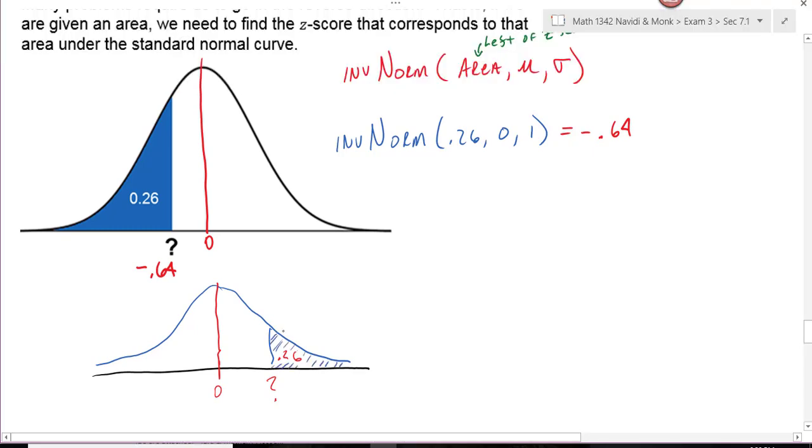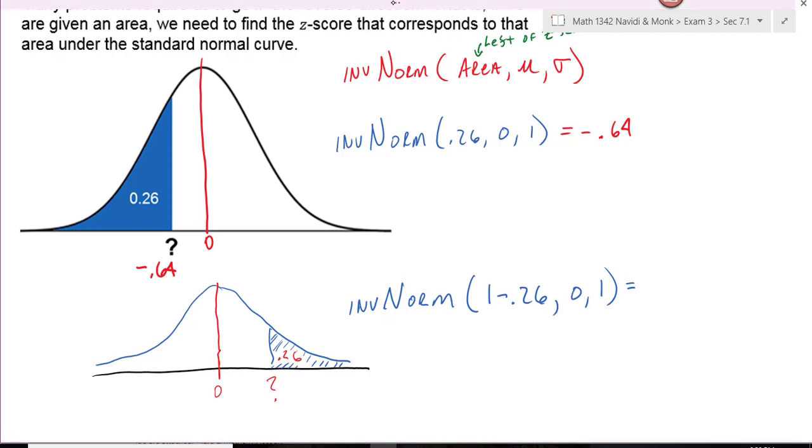You can still do the inverse norm, but I said that your area has to be the area to the left. If you're given the area to the right, we're going to use the fact that the total area under the curve has to be equal to 1. What I do is 1 minus 0.26 for my area. The mean is still 0, the standard deviation is 1. And when you put that in your calculator, guess what you get?